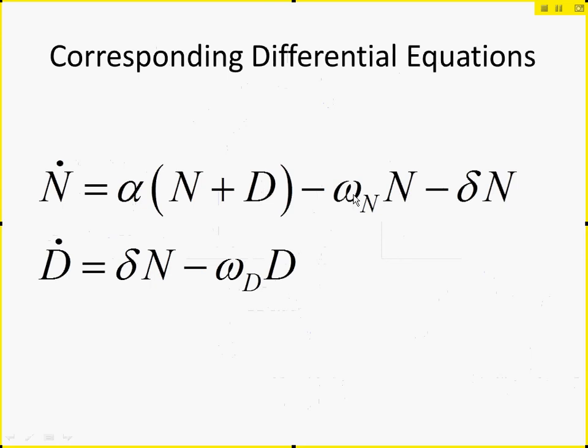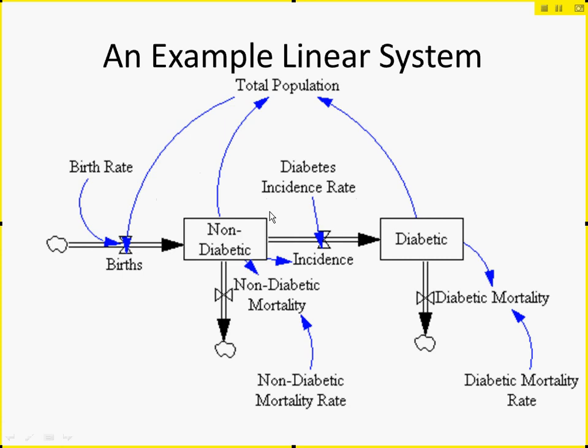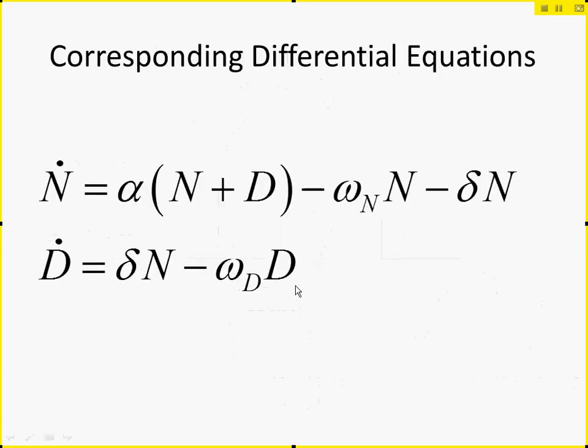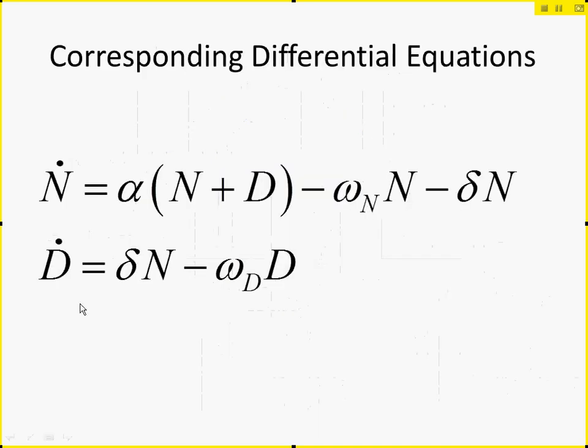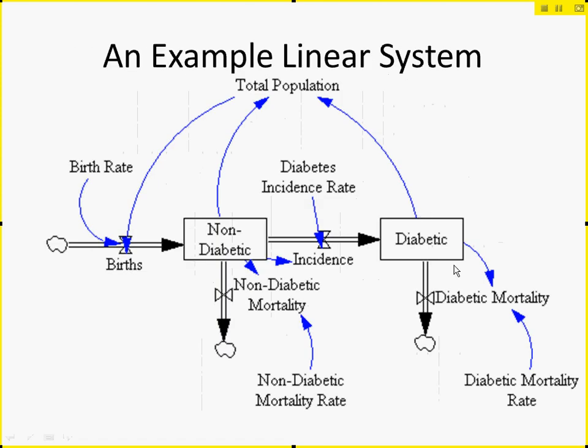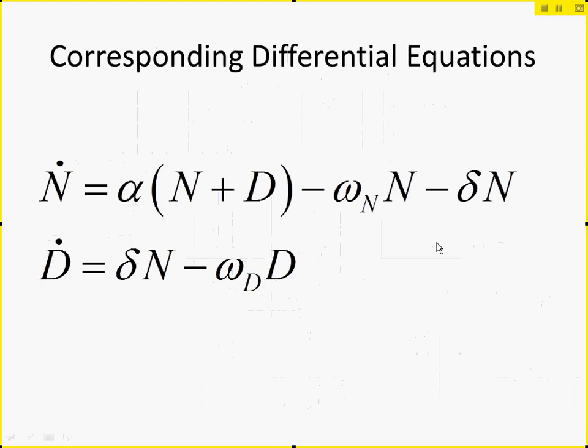Omega n is just the mortality rate for non-diabetics. And this is associated with incidence of diabetes. So we have some delta, this diabetes incidence rate times non-diabetics, and it's flowing into diabetics here. And then we have minus omega d, the rate of mortality for diabetics times the number of diabetics. Are people comfortable with that? Translating this into this form. You may wonder why I'm having you do this. Well, it turns out it'll be very useful shortly.